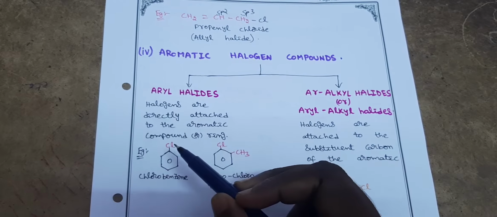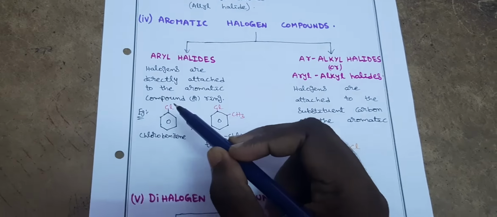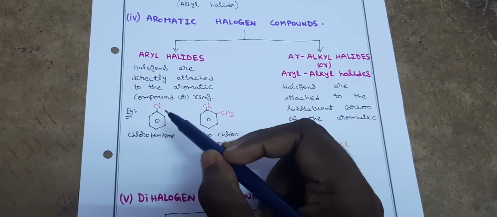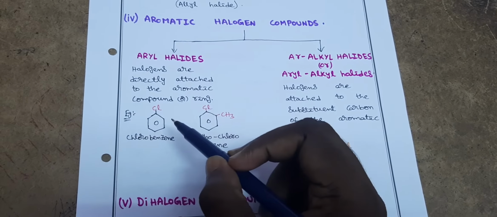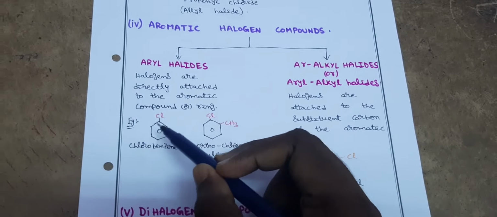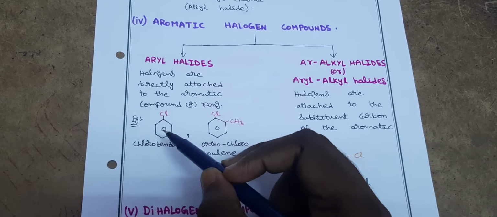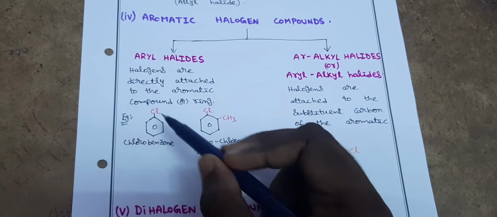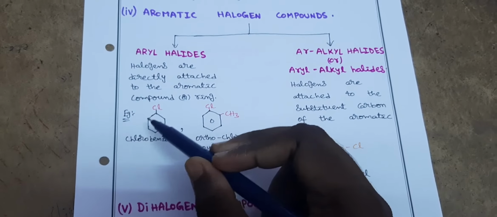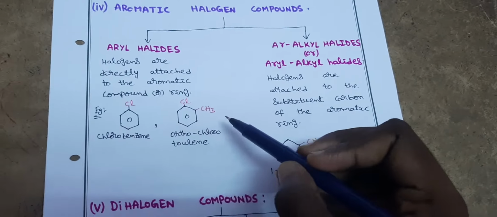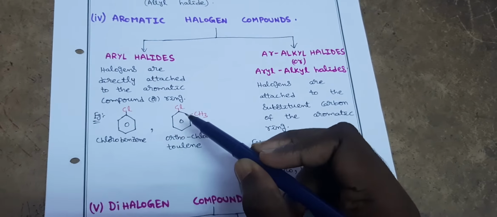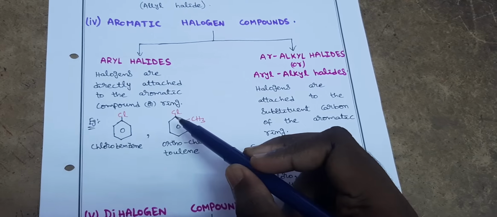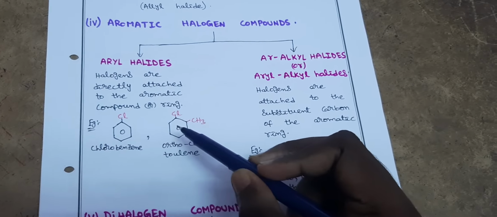Firstly, aryl halides. Halogens are directly attached to the aromatic ring. That means the halogens are directly attached to the carbon which is present in the aromatic ring. See, here the chlorine is directly attached to the benzene ring. So this is chlorobenzene. It is an aryl halide. This is a good example for an aryl halide. And see, here the chlorine is even attached directly to the benzene ring.